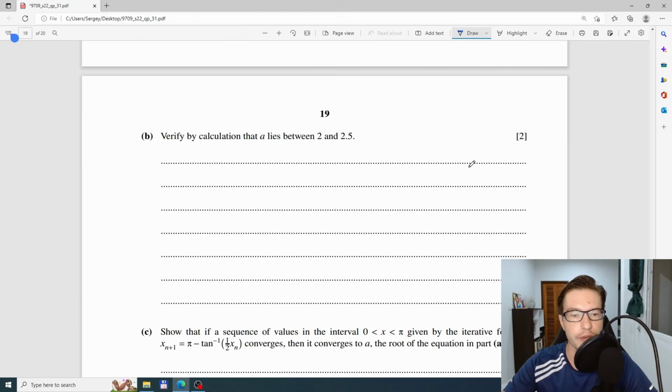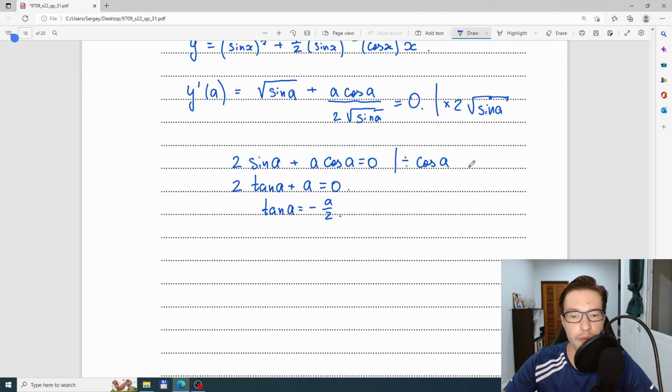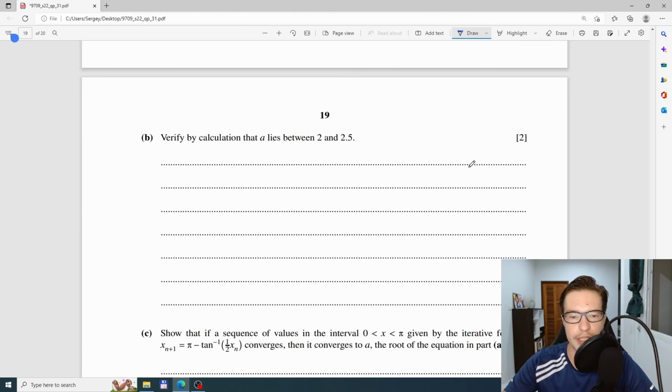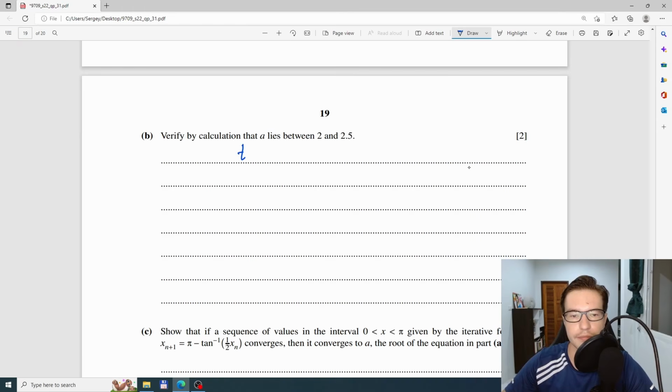Now, next question. Verify by calculation that a is in between 2 and 2.5. Okay, so to start with, let's copy the equation: tan a equals minus a over 2. Now, first of all, I'm going to substitute a equals 2.